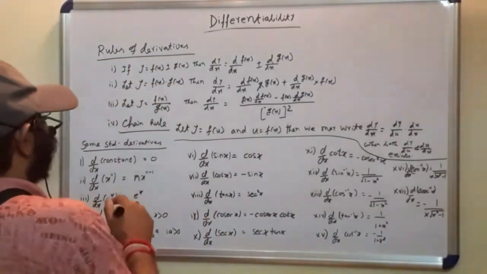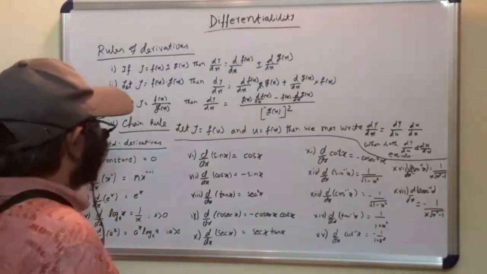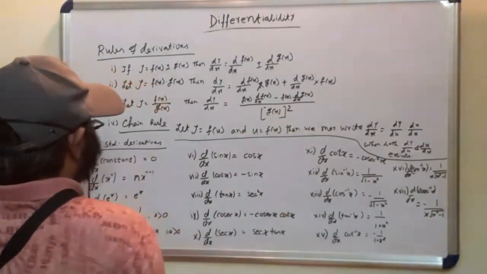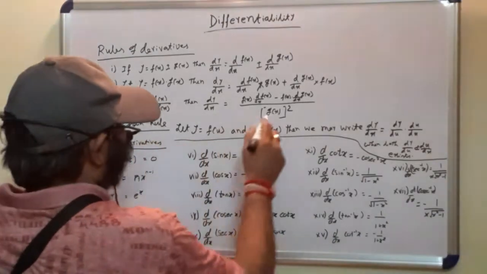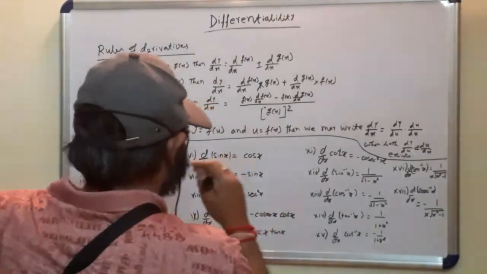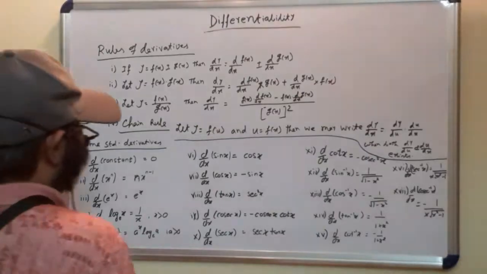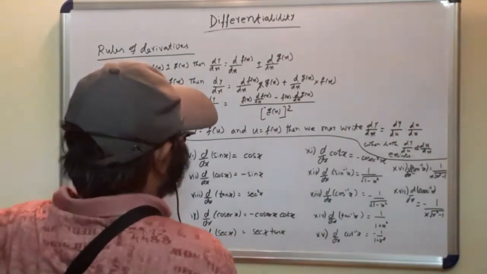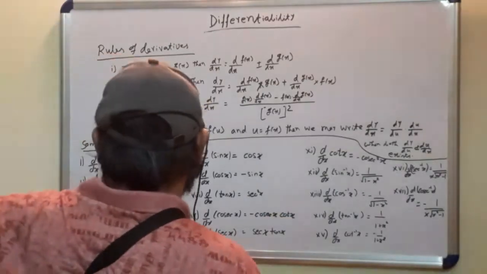In the division rule, if y is equal to fx by gx, then dy dx is equal to gx, that is the second function in the denominator squared, and in the numerator the second function into the derivative of the first function minus the first function into the derivative of the second function.